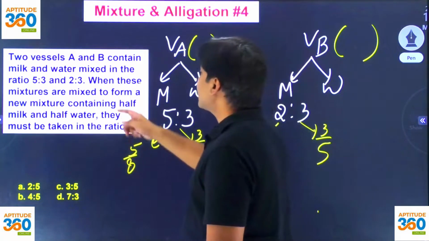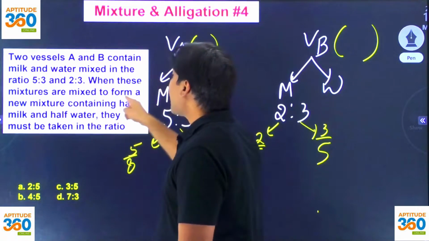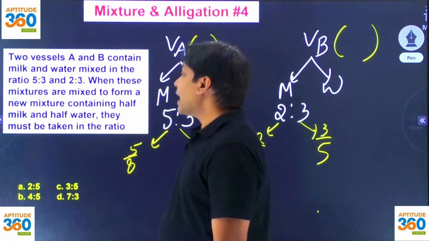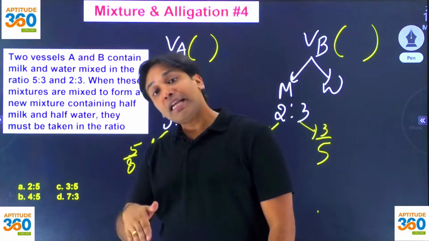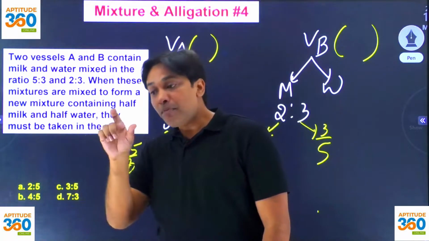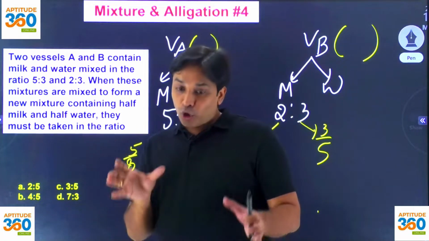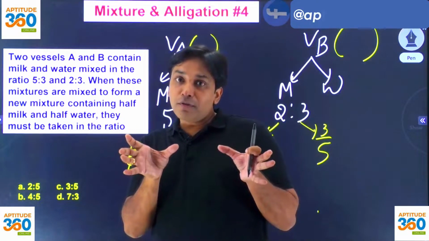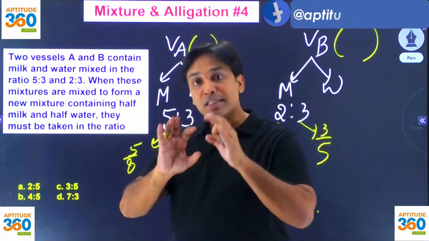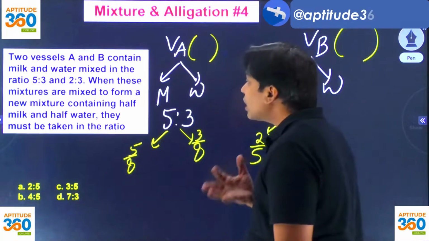यहाँ पे क्या पूछा जा रहा है, when these mixtures are mixed to form a new mixture containing half milk and half water. वो ये कह रहा है कि जो थर्ड वेसल है ना भाई, वहां पे मिल्क एंड वाटर are going to be in 1:1 ratio. So in what ratio the content of A and B should be mixed? Now this is the second variety. Now how to deal with these kind of problems?